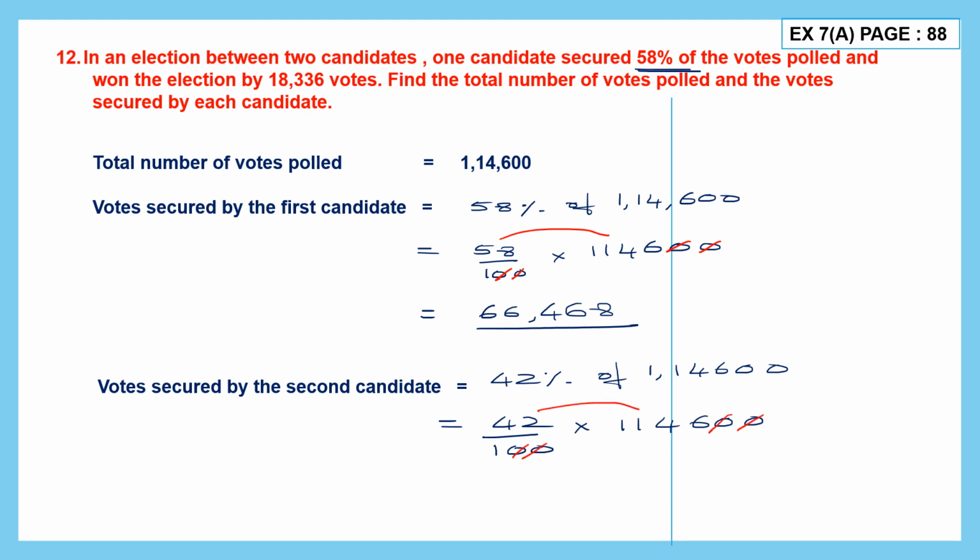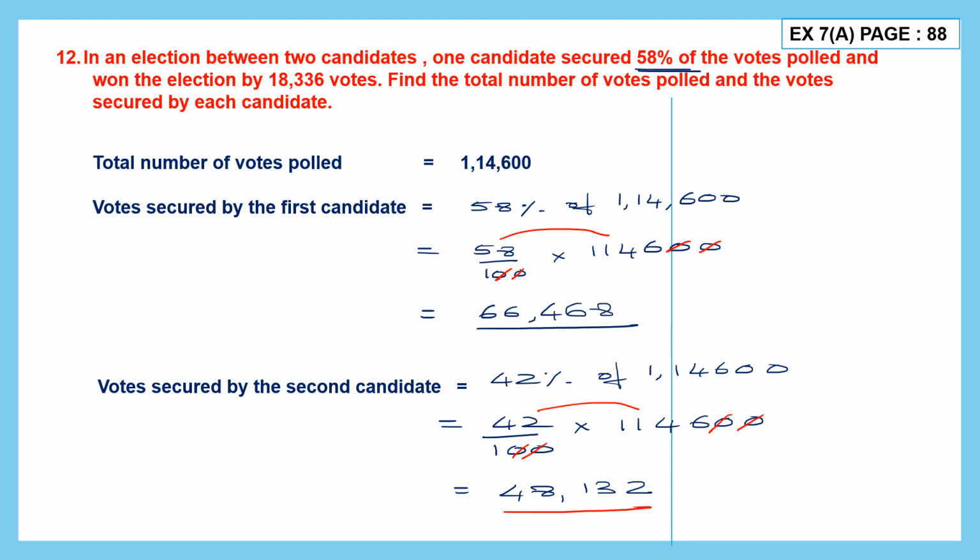Now multiply these two, and what do we get here? 42 into 1146. That is 48,132. So here we have the votes secured by the first candidate and the votes secured by the second candidate. From this you can clearly see that the first candidate has won, as it is given in the question. He won by so many votes. So if you subtract these two, you have to get this answer. That is a way for you to check and see. So we have all three answers: the total number of votes polled, and the votes secured by the first candidate and the second candidate.